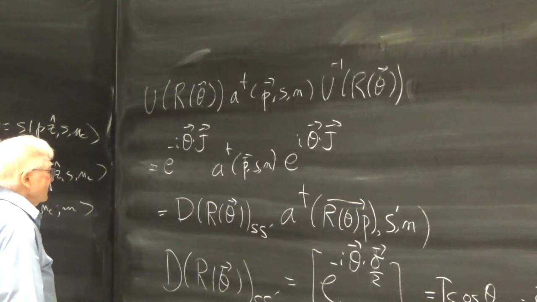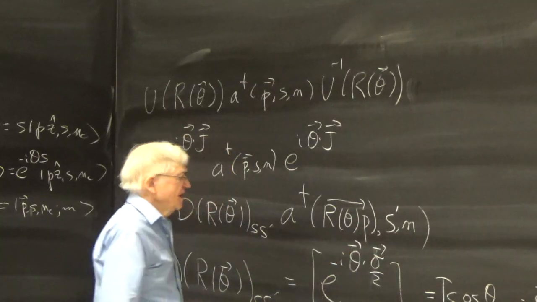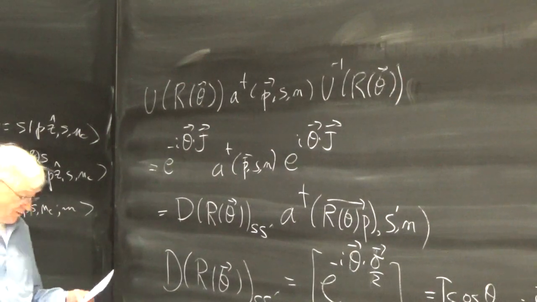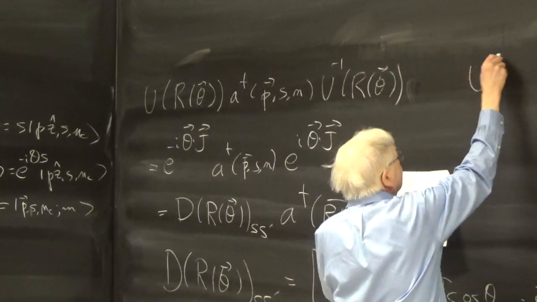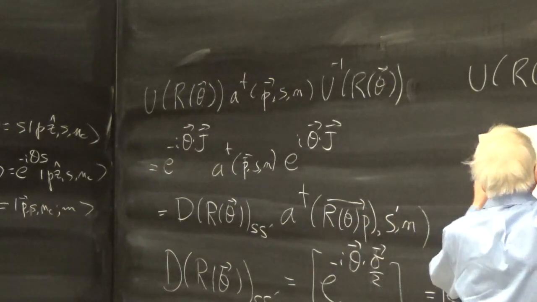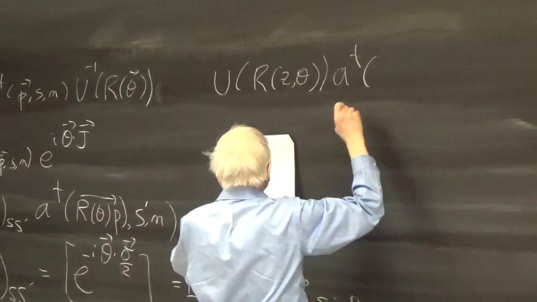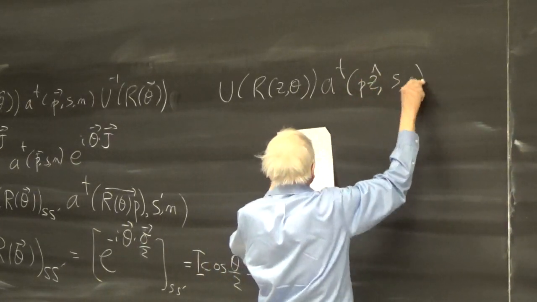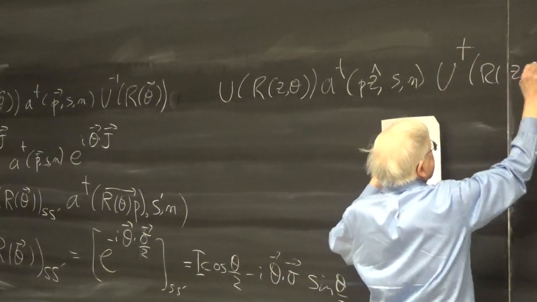Now, in particular, if the momentum of the state p is in the z direction, then it's unchanged by a rotation about the z-axis. And so these equations become simpler in that case. And then what we have is U of R about the z-axis, A dagger, and I see I have some typos here, so this should be p_z hat, S_n. U inverse, or U adjoint, R of z, theta.